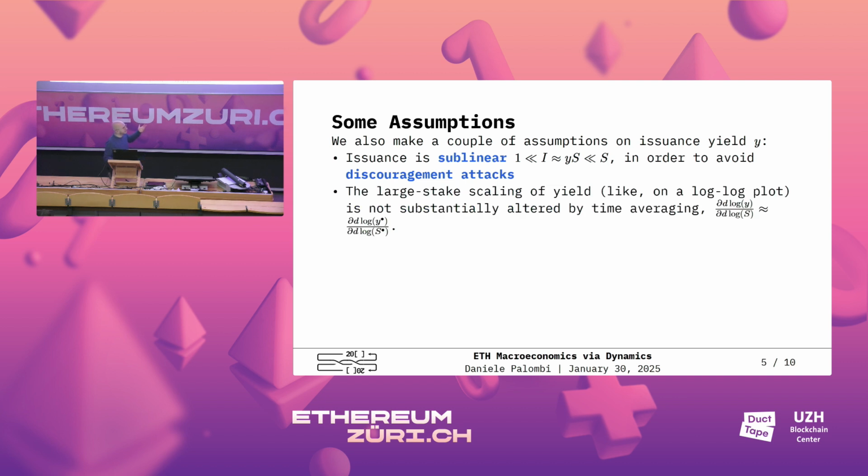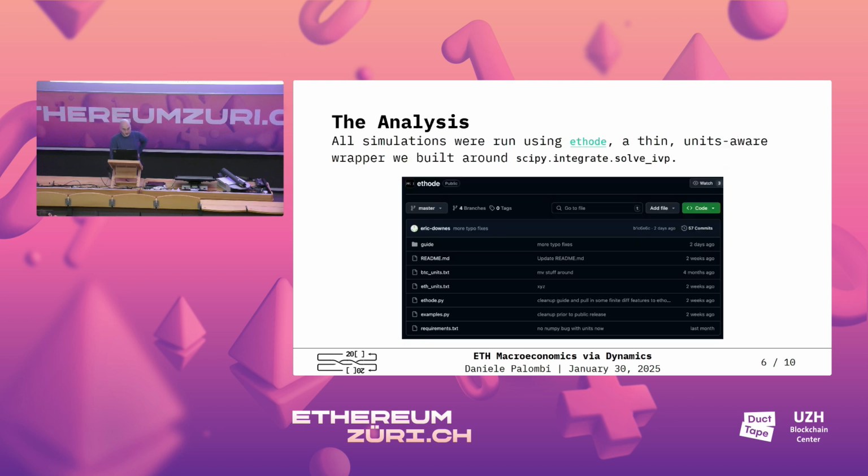And also that doing this averaging I was talking about of staking yield over a reasonable period doesn't substantially alter the value you would see by just looking at spot yield, okay? These are reasonable assumptions, but we need these to work.